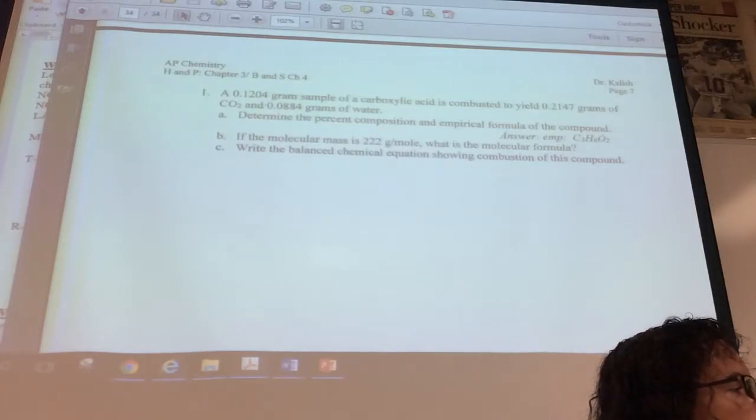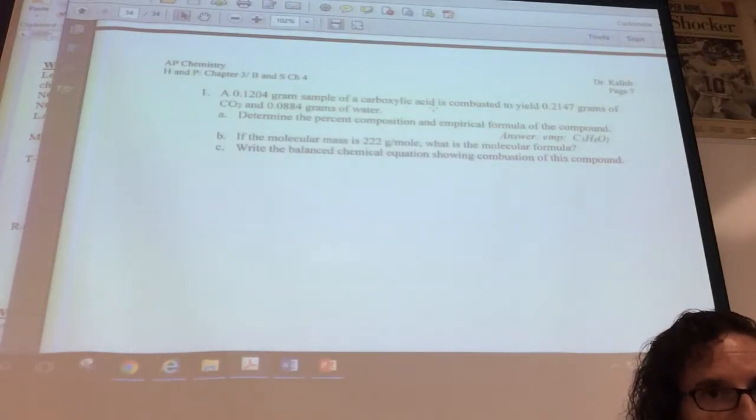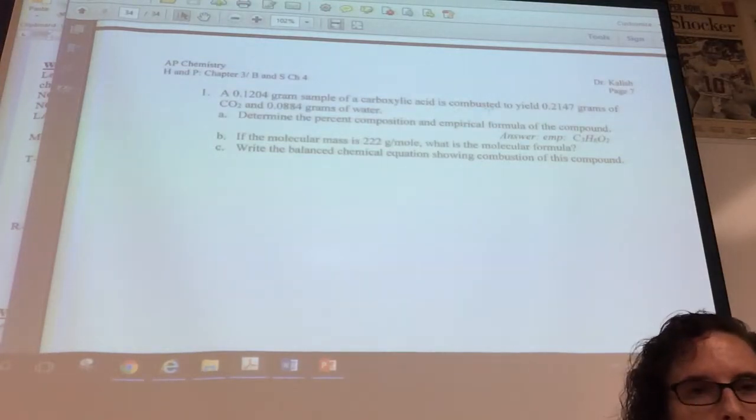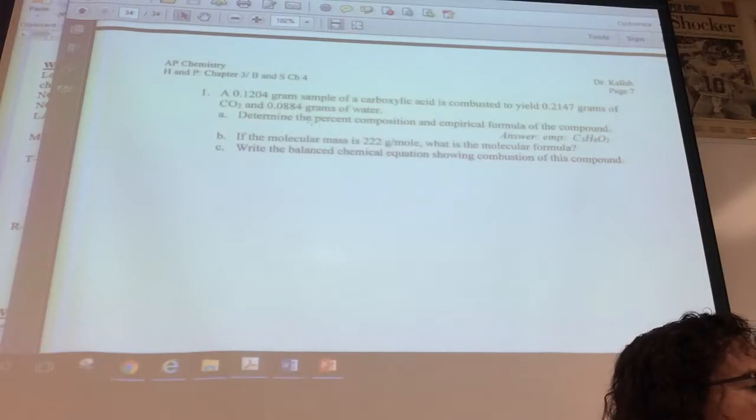So in this problem, you have a 0.1204 gram sample of a carboxylic acid. And that carboxylic acid is going to be comprised of carbon, hydrogen, and oxygen. Some of you will remember from last year the COO group. Carboxylic acids have that COOH grouping. It's combusted. If it's combusted, what does it react with? Oxygen gas. And you're going to yield 0.2147 grams of carbon dioxide and 0.0884 grams of water. You want to determine the percent comp and the empirical formula.